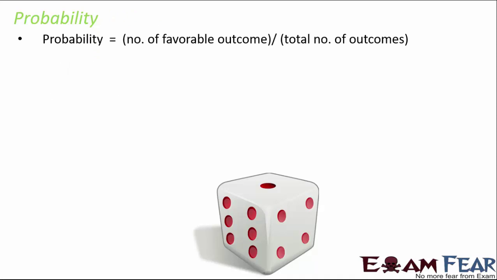So what is probability? It's like the possibility of a particular event occurring. So probability is number of favorable outcomes divided by the total number of possible outcomes. So that's probability.